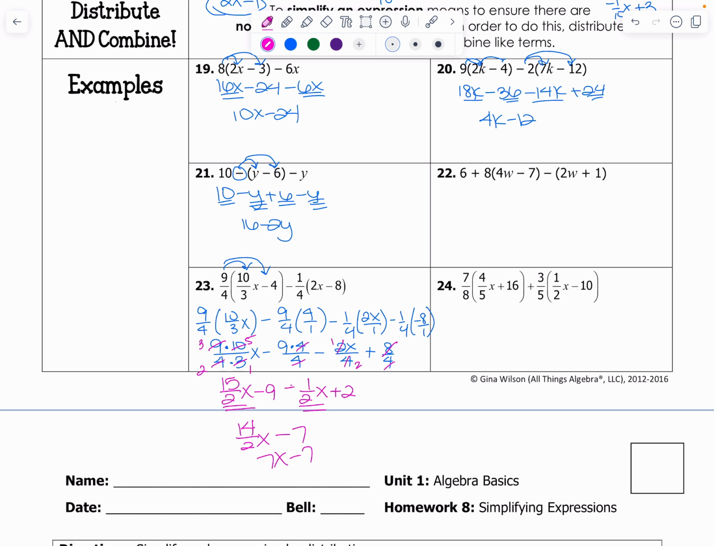Okay. Fractions are no fun. I totally understand, but we've got to start figuring out how we're going to work with these. Okay. So again, I have 7 times 4 over 8 times 5x. Maybe I should make it so we don't get confused. So let's do this first. So 7 over 8 times 4 over 5x plus 7 over 8 times 16 over 1 plus 3 over 5 times 1 half x, and then plus 3 over 5 times negative 10 over 1.